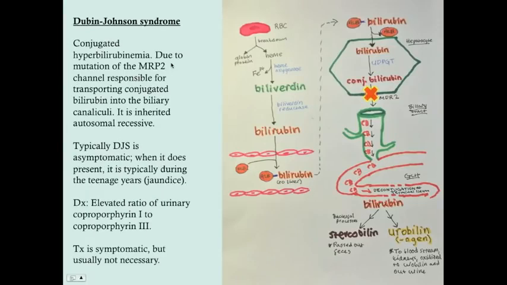Dubin-Johnson syndrome is a conjugated hyperbilirubinemia. So this is due to a mutation of that MRP2 protein, and that's responsible for transporting the conjugated bilirubin out into the biliary canaliculi. This is an inherited disease. It's autosomal recessive. Again, this is another one that's typically asymptomatic. But when it does present, it's usually during the teenage years.